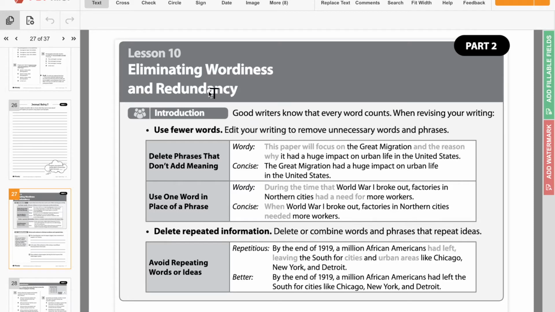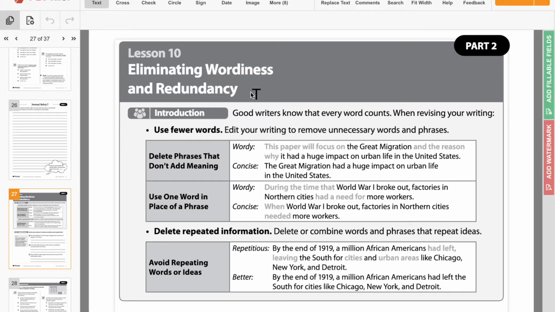So then also we're going to talk about redundancy, which, as I said, is just repeating words and phrases, repeating ideas. It doesn't have to be repeated word for word. It's just repeating the same ideas over and over again.